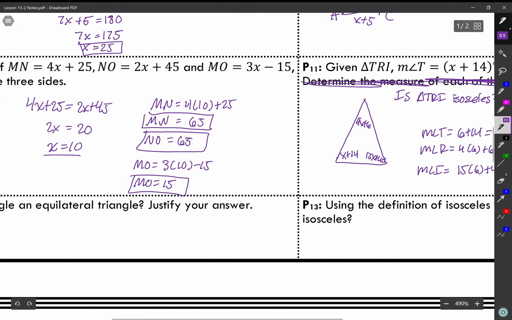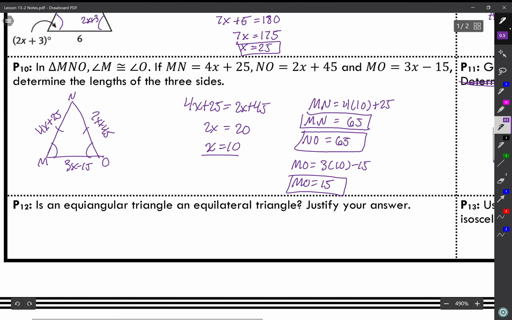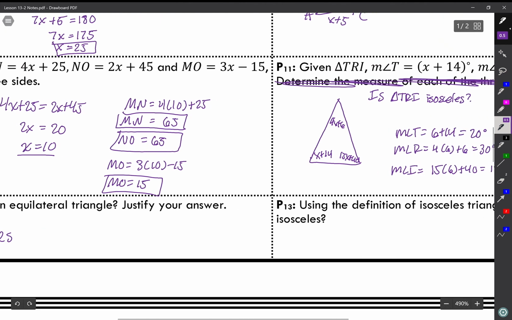Boom. Number 12. Is an equal angular triangle an equilateral triangle? Justify your answer. Okay? So, an equal angular triangle has 60-degree angles everywhere. If I know that these two are congruent, obviously, that means these two sides are congruent. And then also, if you turn your face, I know these two are congruent. So that means the opposite sides are congruent. So that and that. Oh, and look at that, all 3 of the sides are congruent. So yes, it is an equilateral triangle. And based on the justification of what I said, you can write something down for yourself.